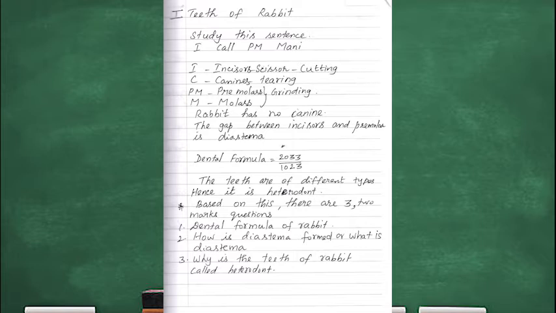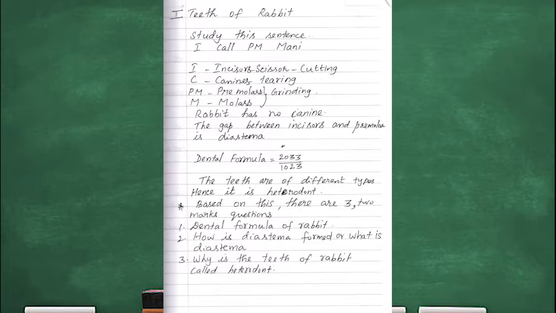Then next comes C. C for canines. Canines are used for tearing. Then PM for premolars, M for molars. These two types are used for grinding food. Rabbit has no canine. The gap between incisors and premolar is the diastema.